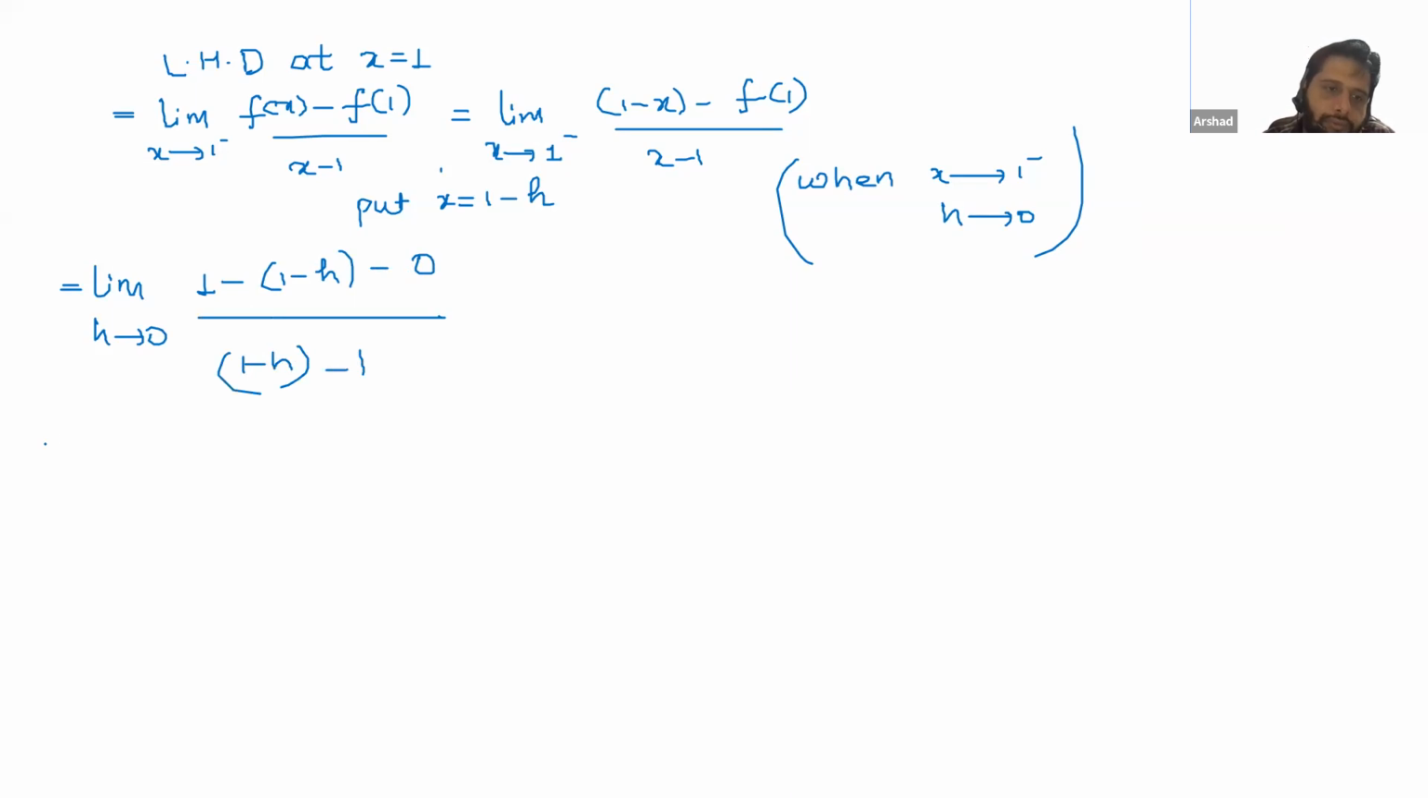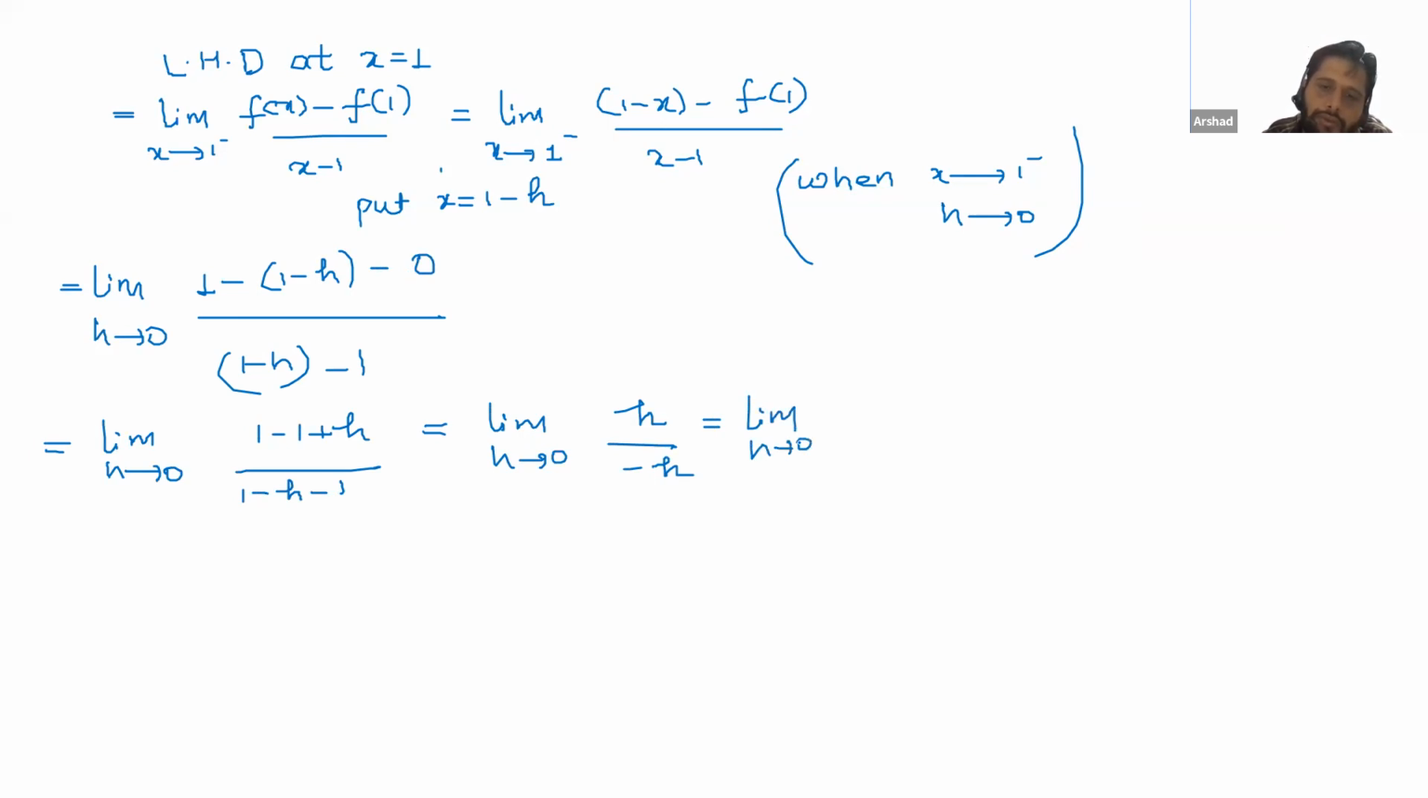So this is equal to limit h tends to 0, open the bracket, 1 minus 1 plus h, by 1 minus h minus 1, which is equal to limit h tends to 0. Cancel out the 1, you get h. Here you have minus h. So limit h tends to 0, cancel out this h, you will get 1 by minus 1, which is minus 1. Okay, Umair, please check the calculation. And Rifat, please let me know if it is done. Z, RHD is correct. All of you, please now find the RHD for x is equal to 1 and share your answer.